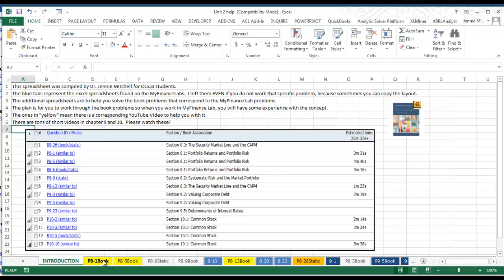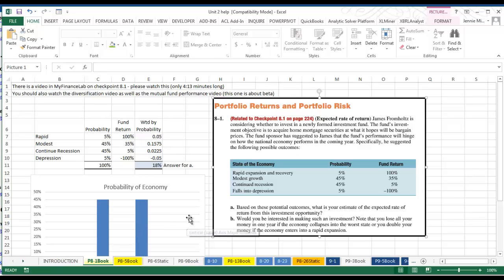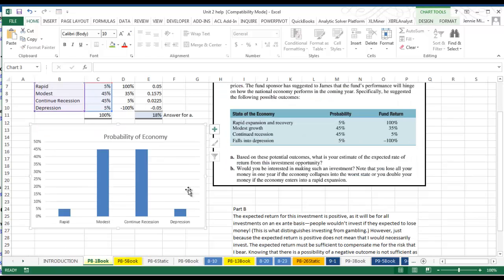So let's get started on problem 8-1. In problem 8-1, we are looking at portfolio return and portfolio risk. Specifically, we're looking for the expected rate of return, and we're looking at a probability of the economy. I actually did a little chart down here so you can see that we only have a 5% shot at a rapid expansion and recovery in the economy, and a 5% shot for a depression. Most of our percentage, and what they're assuming as the expected scenario, fall in either a modest or a continued recession.